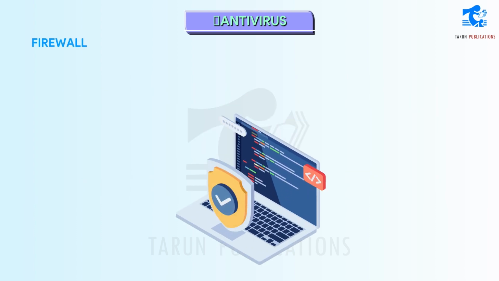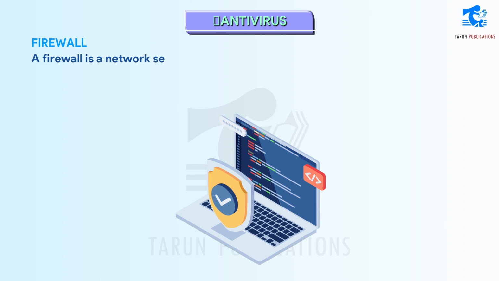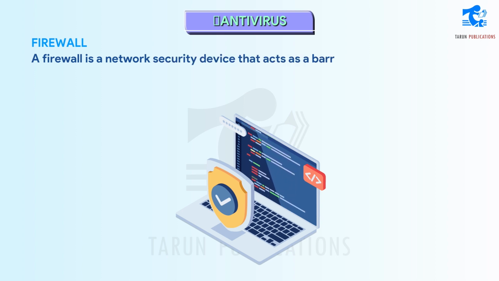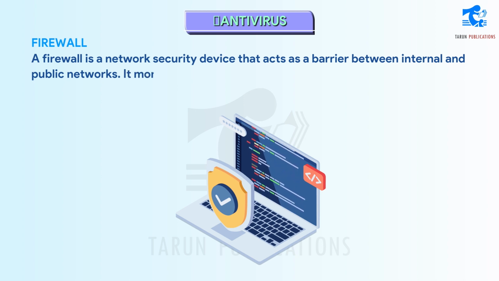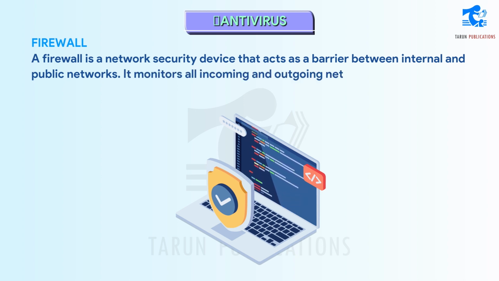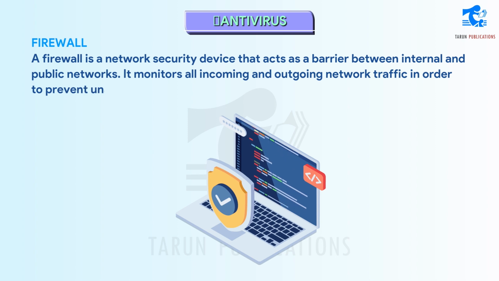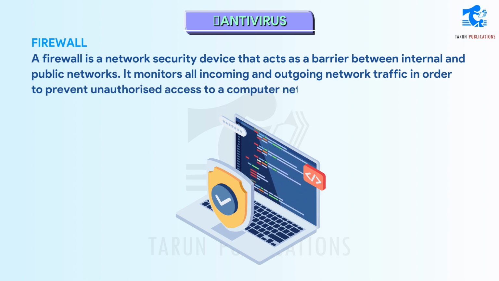Firewall. A firewall is a network security device that acts as a barrier between internal and public networks. It monitors all incoming and outgoing network traffic in order to prevent unauthorized access to a computer network.